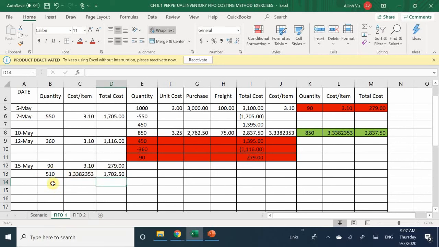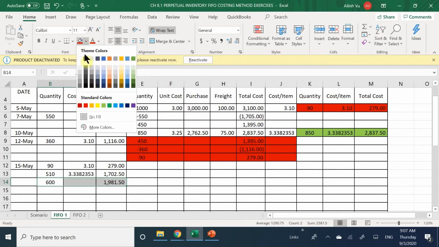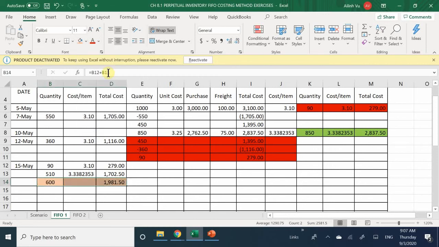And just for accounting purposes, to ensure that you are making your calculations correct, I'm going to go ahead and sum them up, because when you journalize, you're going to be journalizing for the full 600. I'm going to indicate this in a very light color, just so that I can recognize that this is actually a calculation.